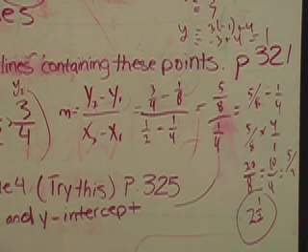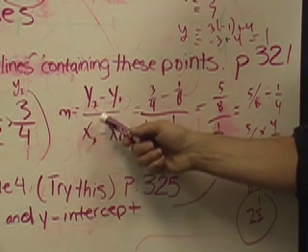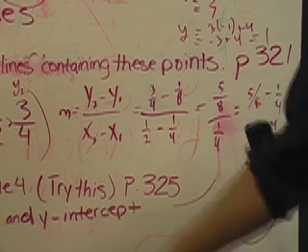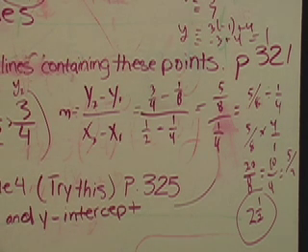So fractions, fractions. But basically, you need to know your formula for slope. y2 minus y1 over x2 minus x1. This one here, this one's pretty straightforward. A little tricky at first.